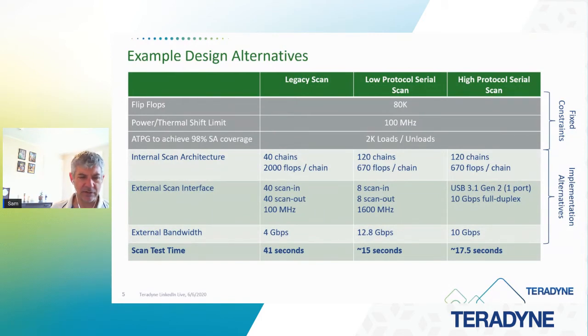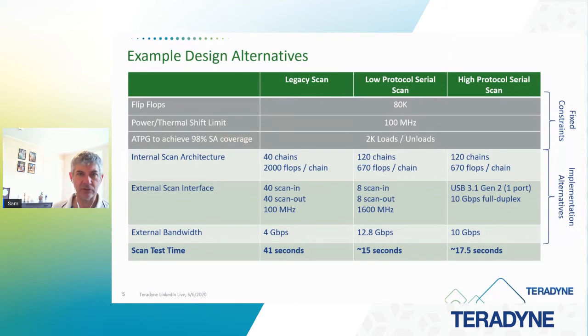Here I'm going to take a second and really just make sure that everyone understands the basic premise of how the pins change and economics change in this environment. So an example design has 80,000 flip-flops, and the power delivery and thermal shift limit on the tester is 100 megahertz.